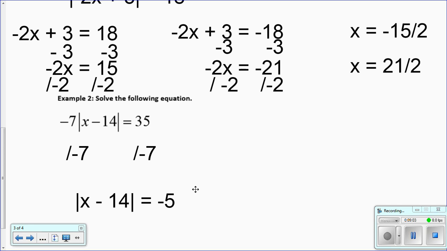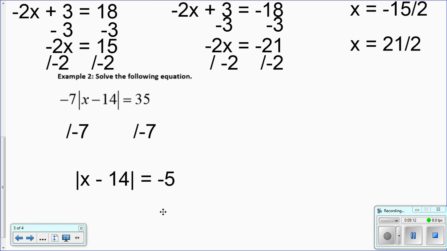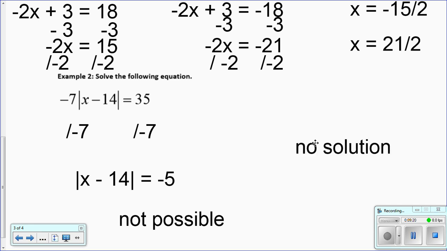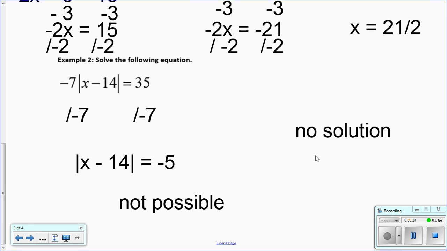Ding, ding, ding. Something should be going off for you. Can an absolute value equal a negative? No, it's not possible. You can't have an absolute value equal a negative. So because I got something that's not possible, that actually means I have no solutions. Nothing will work for this equation. No solutions will pop up all the time now.